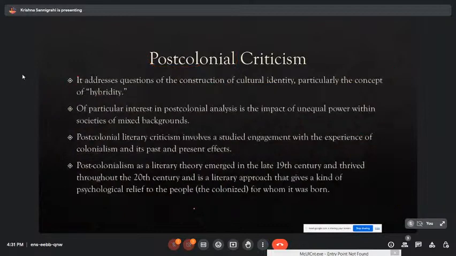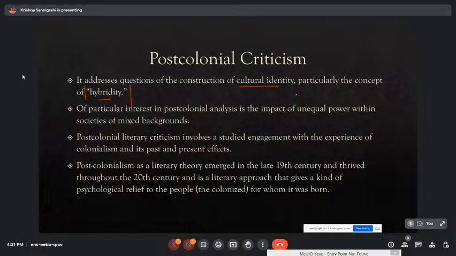So it addresses questions of the construction of cultural identity, particularly the concept of hybridity. So it is talking about the concept of hybridity, which we are going to discuss, what we mean by hybridity.